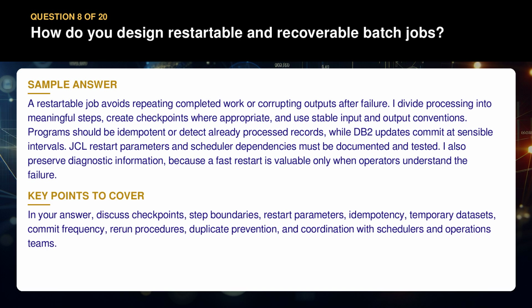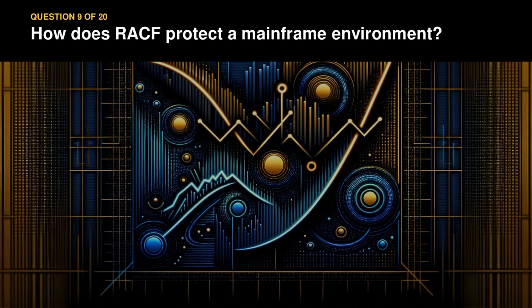In your answer, discuss checkpoints, step boundaries, restart parameters, idempotency, temporary datasets, commit frequency, rerun procedures, duplicate prevention, and coordination with schedulers and operations teams. Question 9. How does RACF protect a mainframe environment?